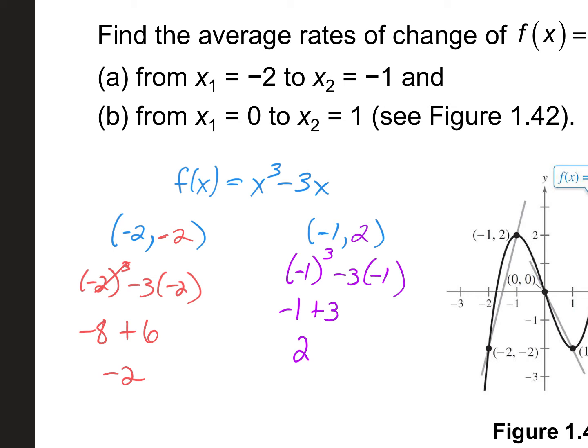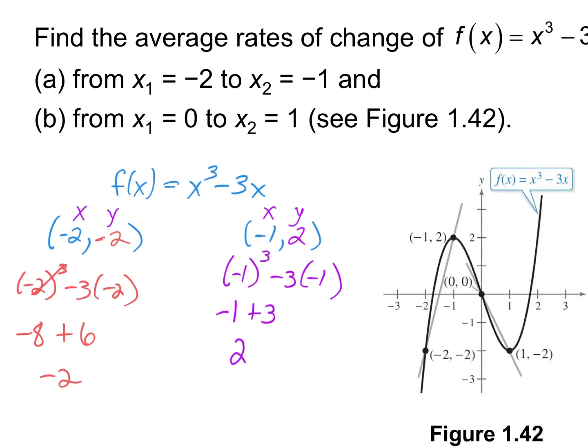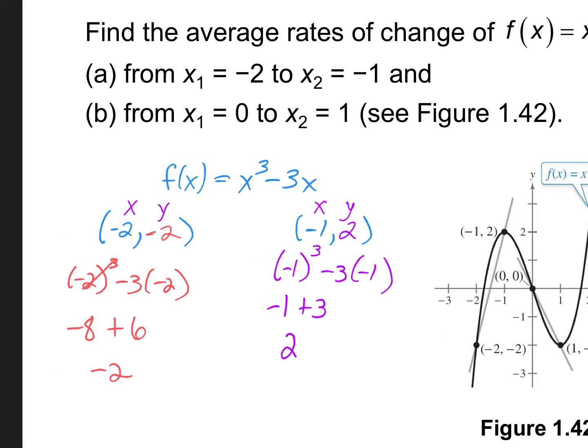And now we use the slope formula. It's the average rate of change formula. You're going to say, are you guys okay with me saying -2 minus 2? Yes. -2 minus 2. And then -2 minus -1.